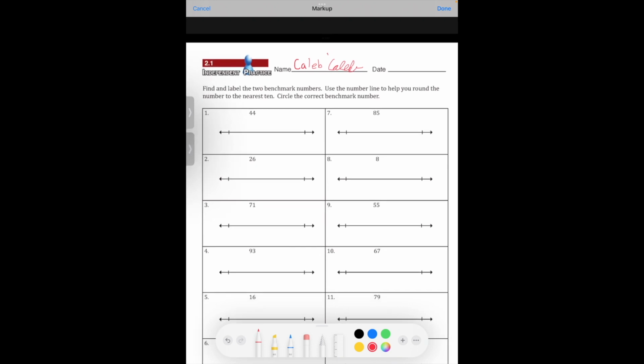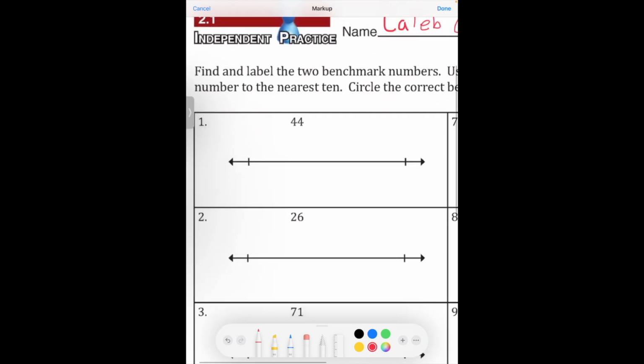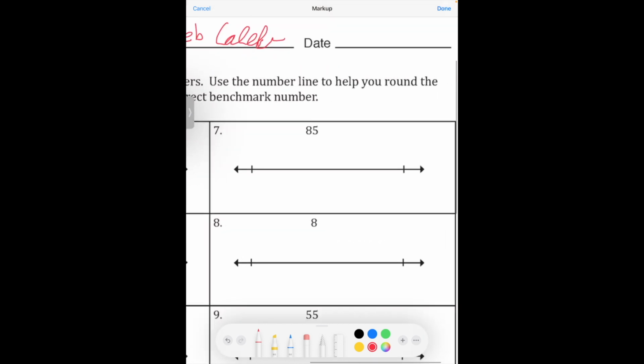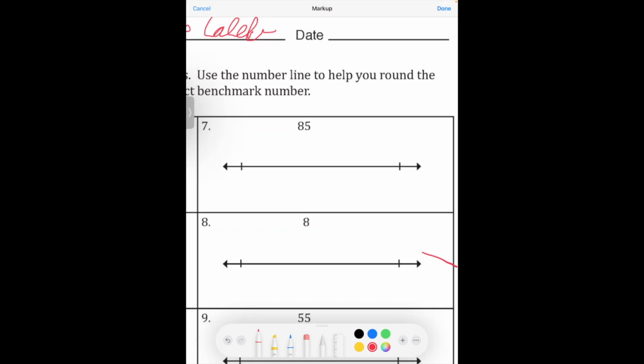All right, so we're going to find and label the two benchmarks. So 44 would either round down to 40 or it would round up to 50 because we're rounding to the nearest 10. Well, 44, that's 4 or less, so I'm going to give it a rest, and it's 40. Put a star if you got it correct, a circle if you missed it. 85, well, I know it would round up to either 90 or down to 80. Well, 5 and above, give it a shove. It's going to be 90.